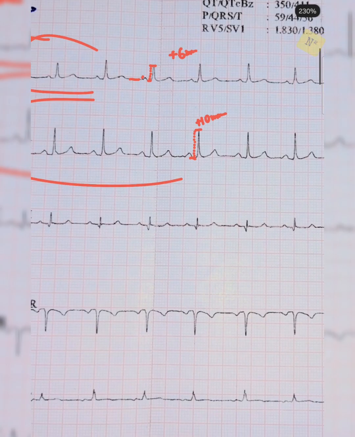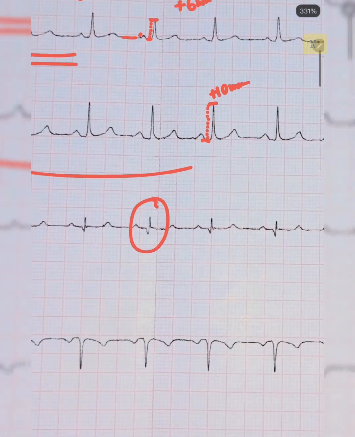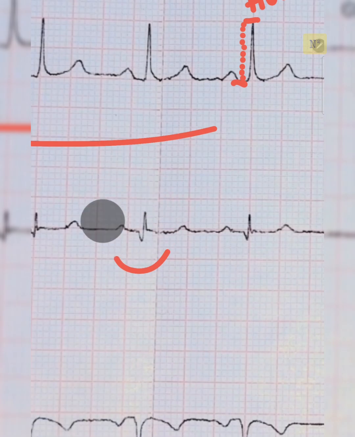Now for your clarity, let's take for example this wave in the lead 3. Now in this wave, see, this is the isoelectric line. From the isoelectric line you can see there is a negative deflection curve and there is a positive deflection curve. Now you have to take the mean of the negative and the positive deflection.